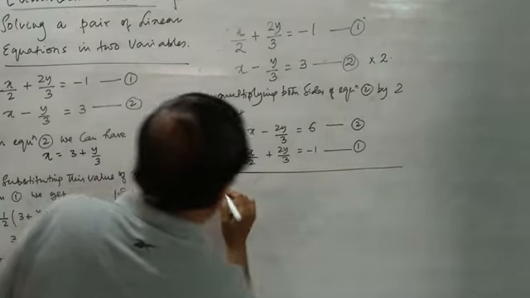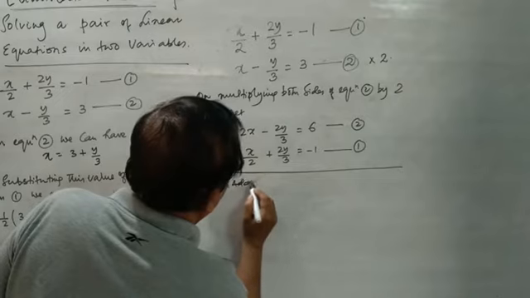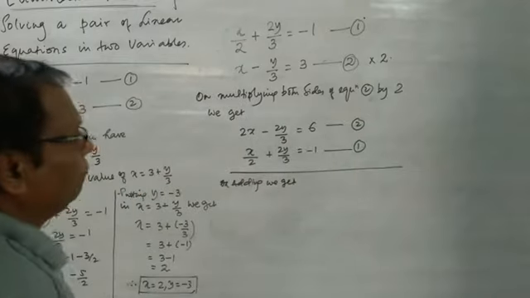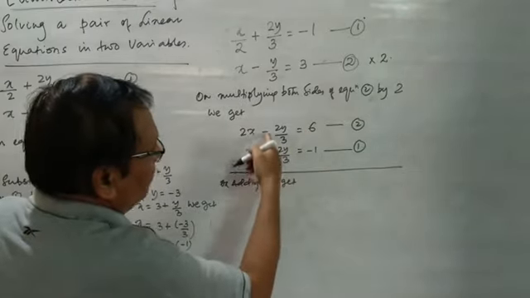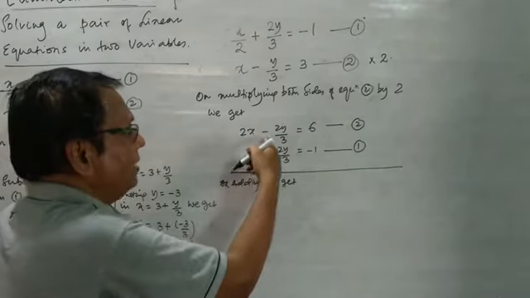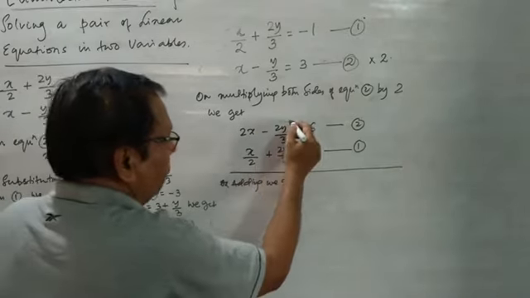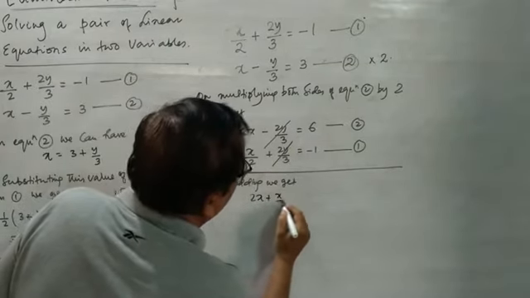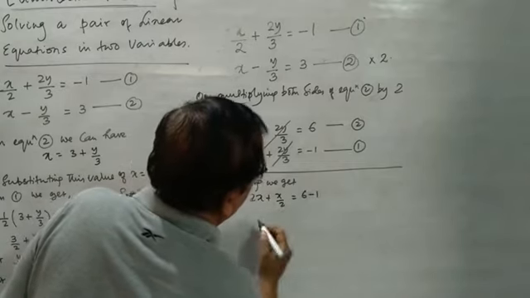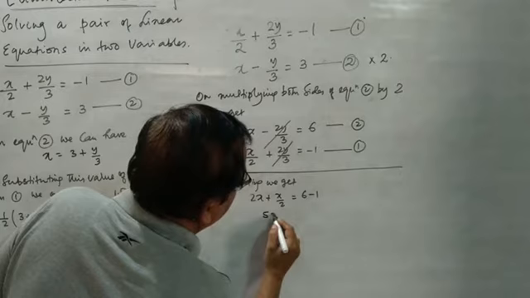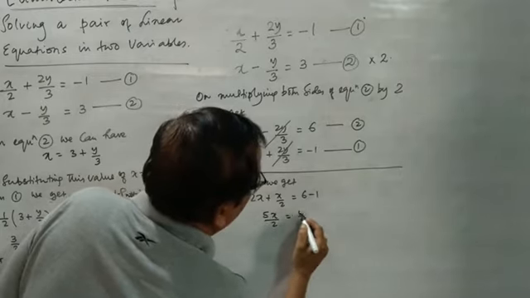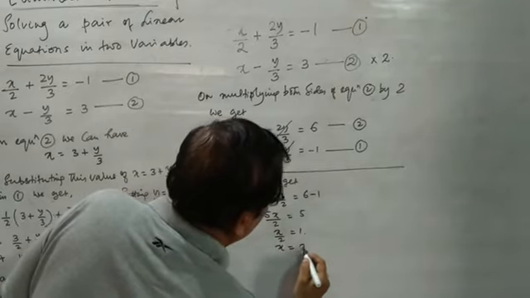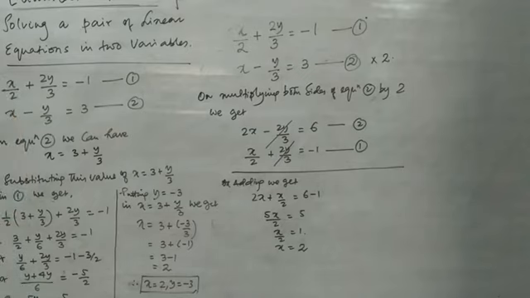Now on adding, we get, if we add, what we will get, this will cancel out because they are having opposite signs. Minus 2 by 3y and plus 2 by 3y, they will cancel out simply, and on adding we will get 2x plus x by 2 is equal to 6 minus 1. So it will be 5x by 2 is equal to 5, and x by 2 is equal to 1, and x equals to 2. So the value of x equals to 2 we have got.